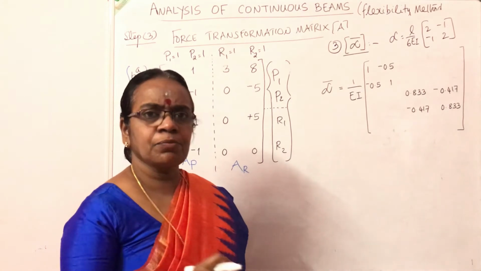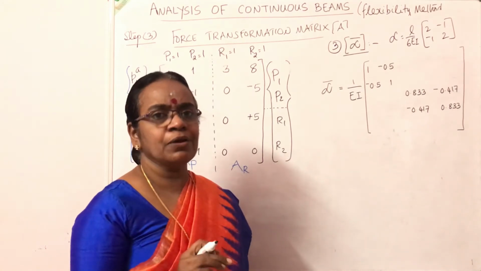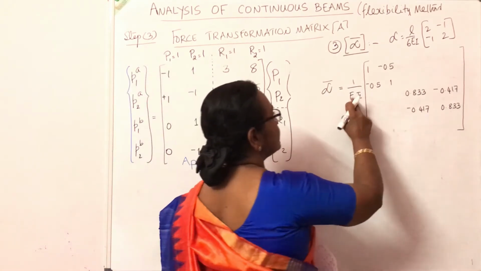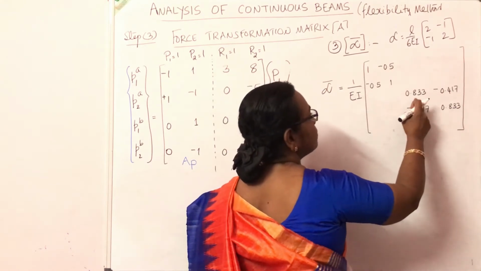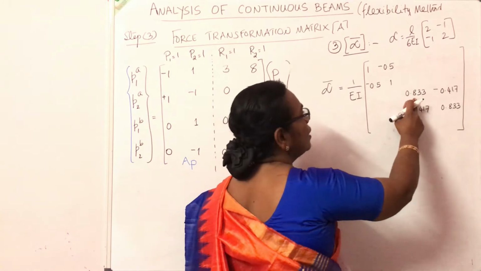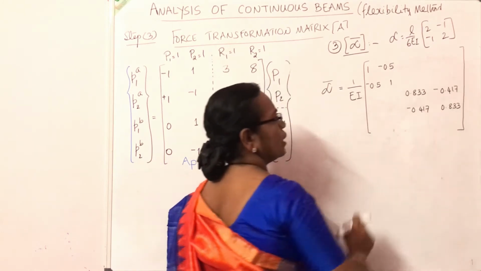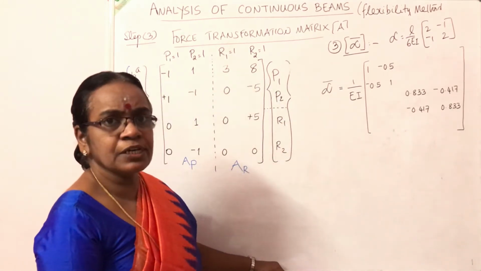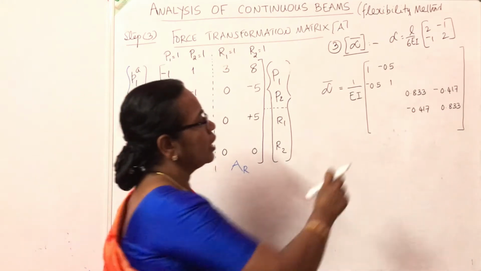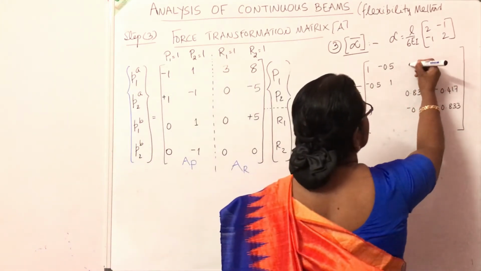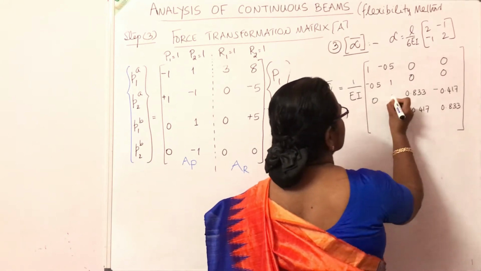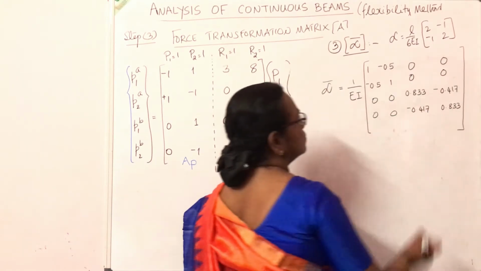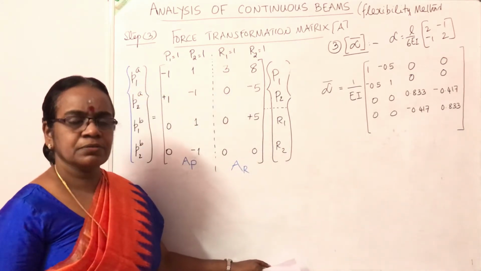Given the length and the moment of inertia, you substitute those values, and for the first element I am getting 1 minus 0.5 minus 0.5 1. For the second element, the moment of inertia is 2 EI, substitute the length and you will get these two values. So I have just written those values, the alpha bar matrix, arranged diagonally, and the remaining elements will be 0. So that is the alpha bar matrix.